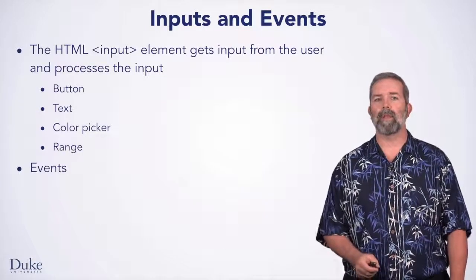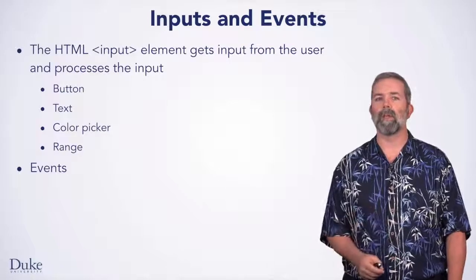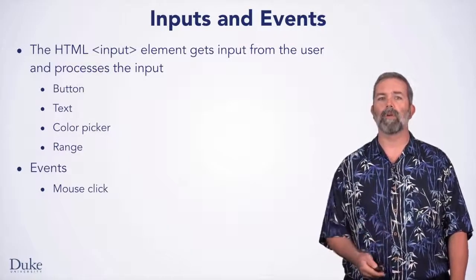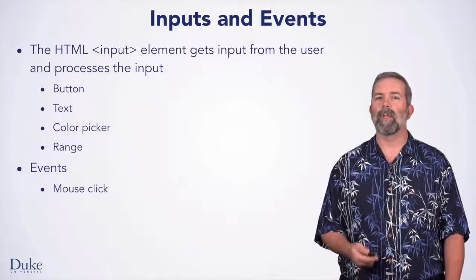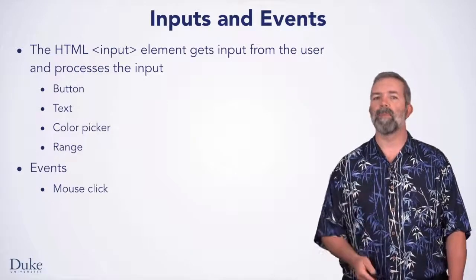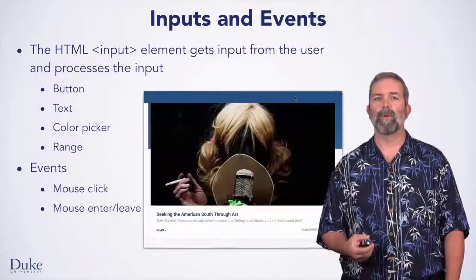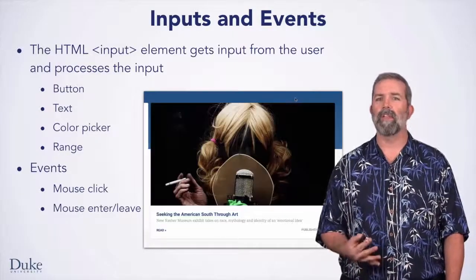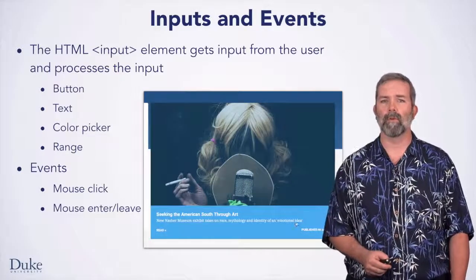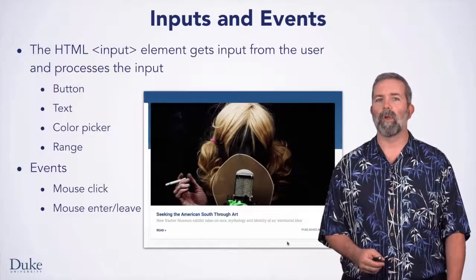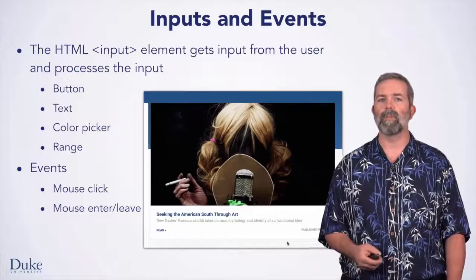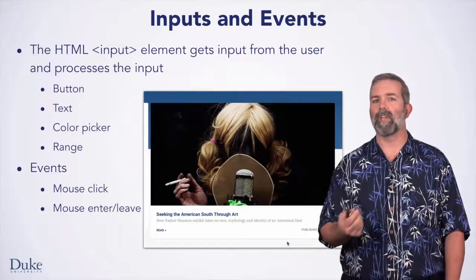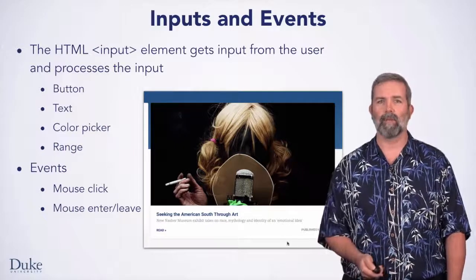In the case of a button, the input is the user clicking on the button, the on-click event. But as you'll see here, there are other events that you can connect to a button, or another type of input. For example, here is an article on the Duke Today website. The content highlights when the mouse rolls over it. The on-mouse enter and on-mouse leave events are used to have the browser execute any function you connect when the mouse enters or leaves an object.